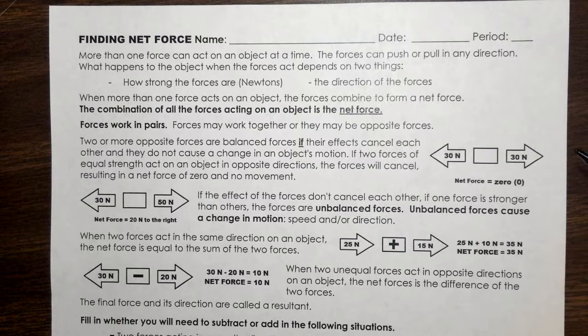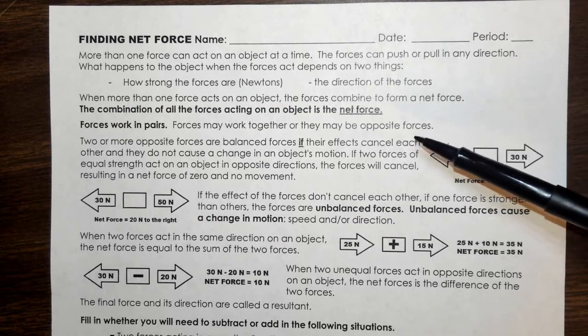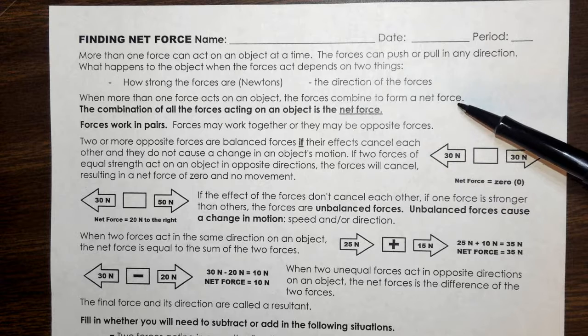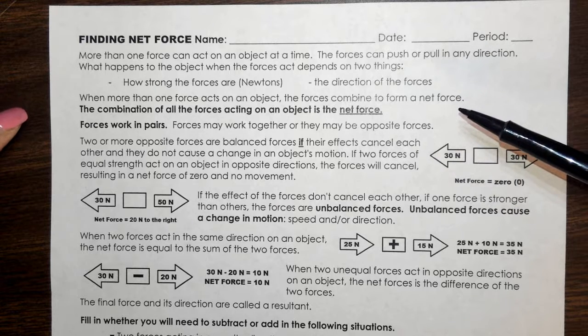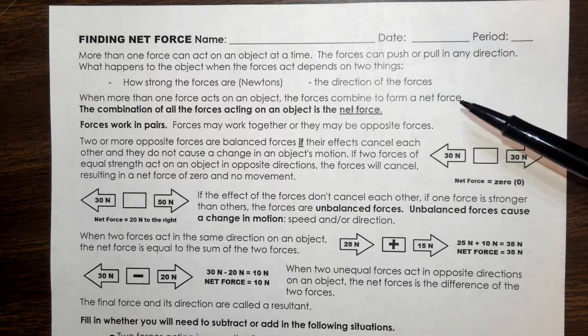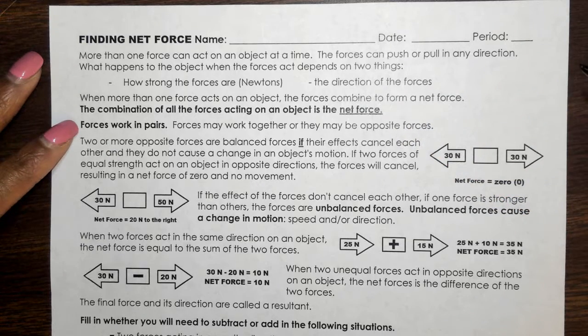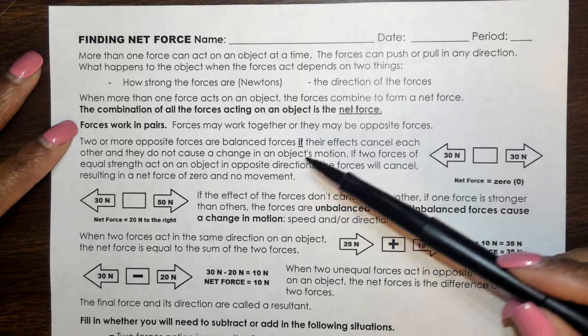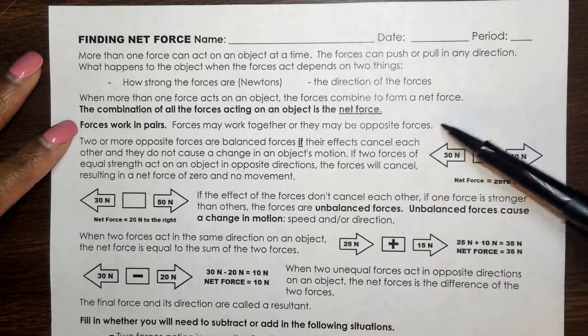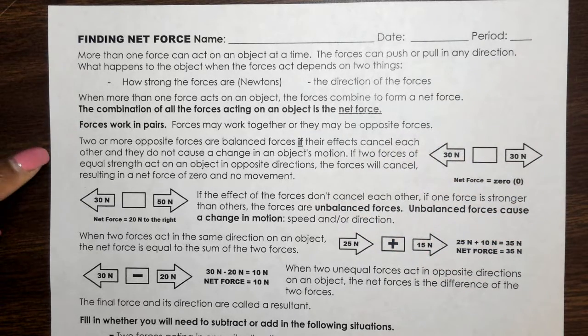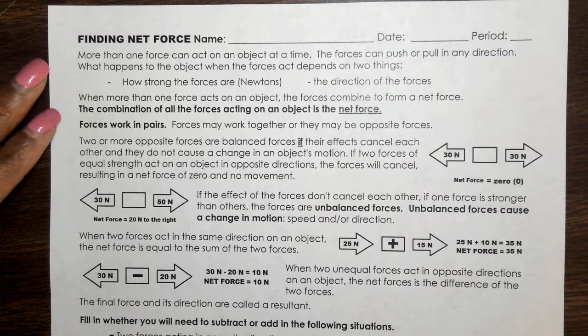When more than one force acts on an object, the forces combine to form a net force. The combination of all forces acting on an object is net force. So that's what we're going to be calculating today. Forces work in pairs. Forces may work together, or they may be opposite forces. Two or more opposite forces are balanced forces if their effects cancel each other and they do not cause a change in an object's motion.